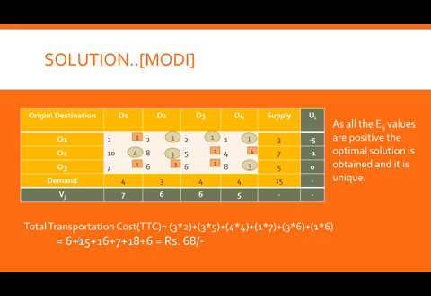When you add up all these values, 6 plus 15, 21. 21 plus 16 is 37. 37 plus 7, 44. 44 plus 18, 62. 62 plus 6, 68. So the optimal TTC is 68 rupees. So if you remember, the IBFS was 79 rupees. I have optimized it and got the best solution to be 68 rupees.